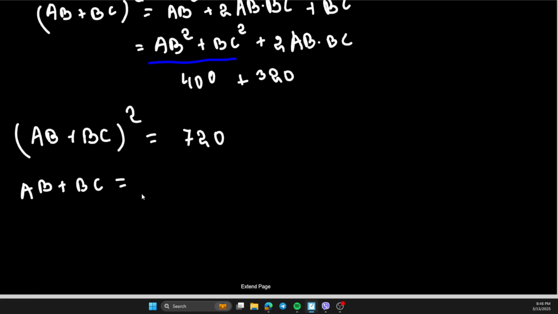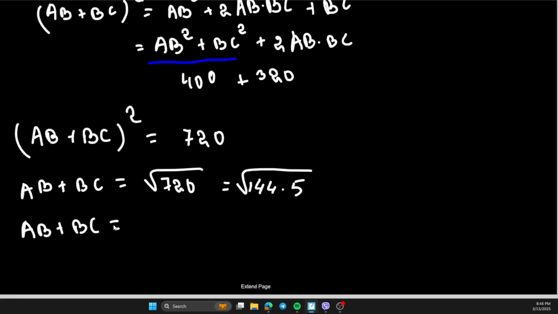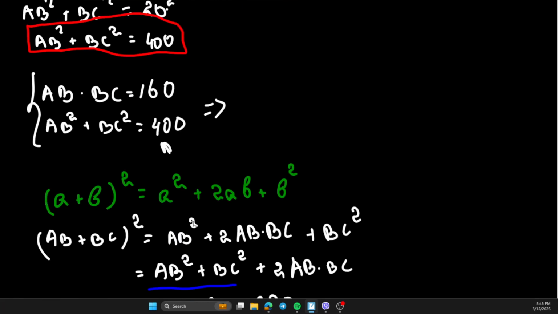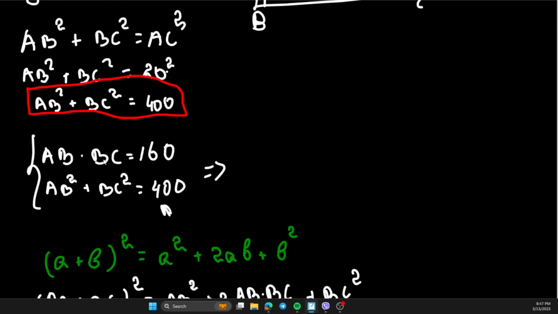Now AB plus BC equals the square root of 720. Here you're supposed to write 720 as 144 times 5. The square root of 144 is 12, so the square root is 12 square root of 5. So here's our third equation: AB plus BC is 12 square root of 5, and AB times BC is 160.